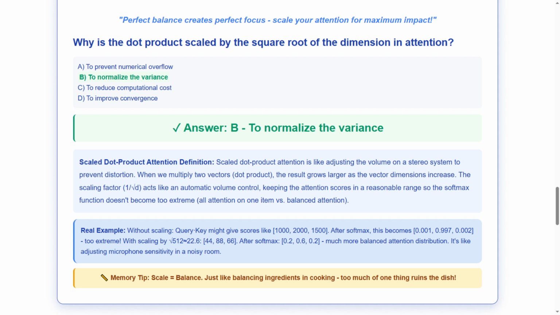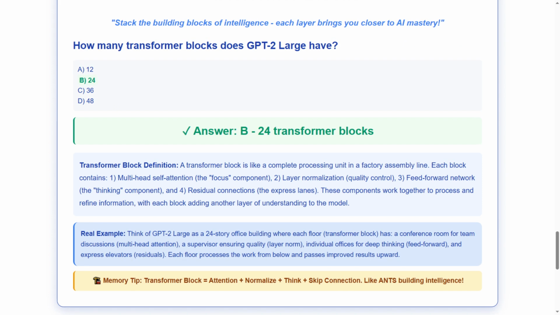It's like adjusting microphone sensitivity in a noisy room. Scaling creates balanced attention distribution. The memory tip reminds us that scale equals balance. Just like balancing ingredients in cooking, too much of one thing ruins the dish. Balance ingredients. Balance attention.